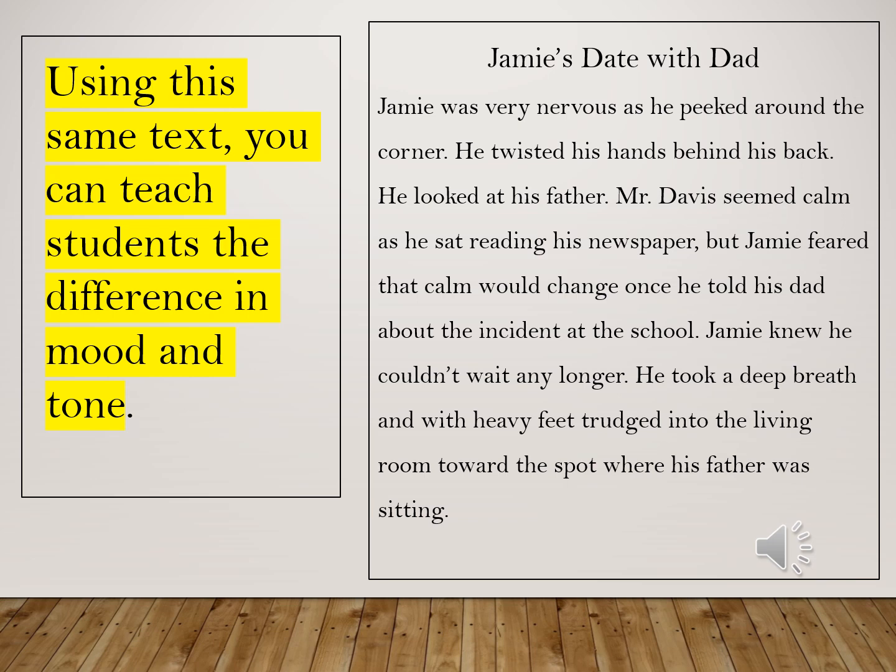Now we can use this same text to teach our students the difference in mood and tone.